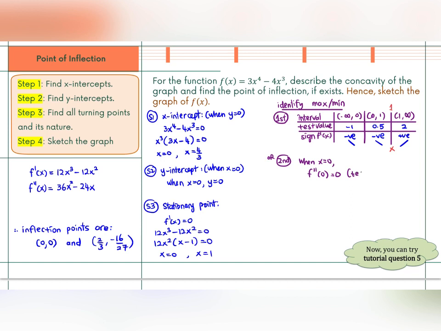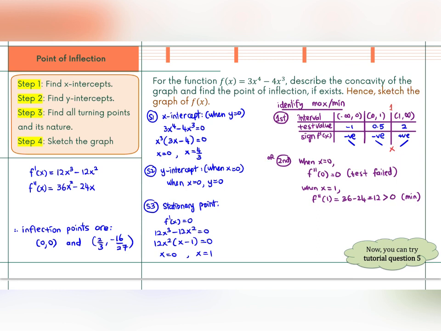So kat sini kita dah tahu our test is fail. Okay, so kenapa sebenarnya test kita fail? Because of 0 itself adalah inflection point dan kita dapat bukti daripada first derivative kat sini. Alright, and then kita gantikan pula when x equals to 1. So f double prime 1 will be equals to 36 minus 24. So we have 12, which is a positive value. So bila positive value, that means it is a minimum point. So betul lah apa yang kita dapat dekat x sama dengan 1, kita akan dapat minimum point.